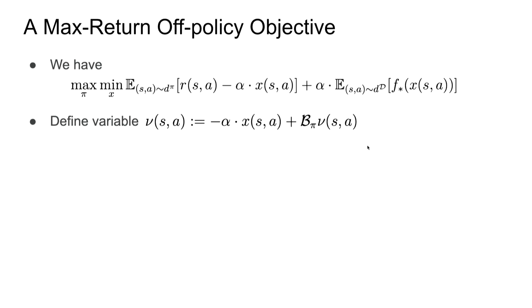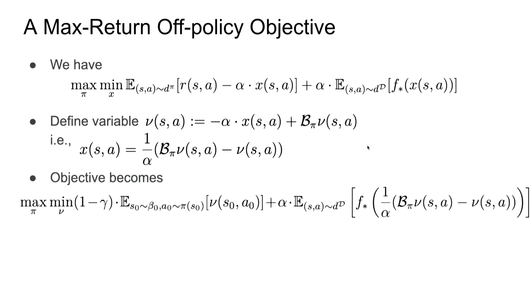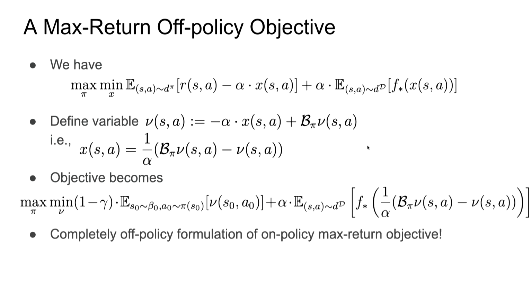And so we can write this on-policy average of r minus alpha times x instead as an average over initial new values. So now the on-policy expectation becomes an average over initial new values, and then the off-policy expectation is just replacing x with the Bellman residual of new. And so that's pretty much it, right? We have a completely off-policy form of the on-policy max return objective.